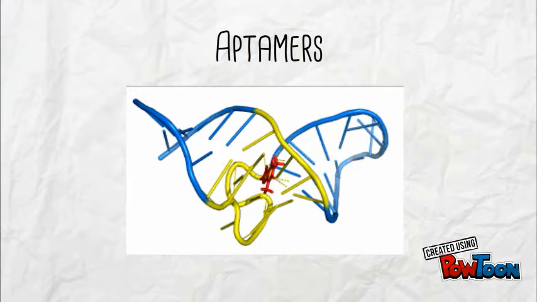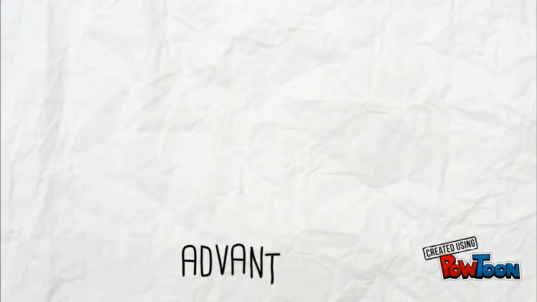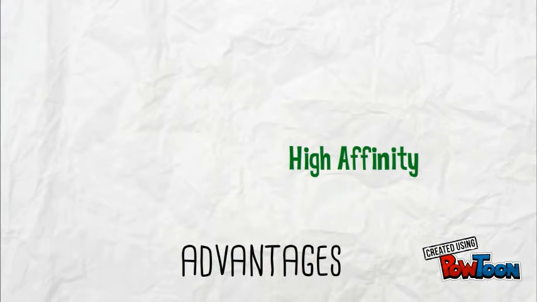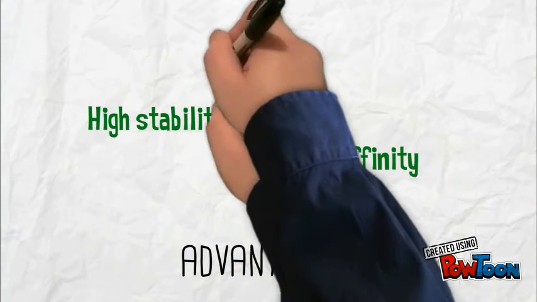Aptamers are oligonucleotide or peptide molecules that bind to a specific target molecule. Aptamers can be isolated to bind to almost any target of choice, from small molecules to whole cells and microorganisms. Therefore, aptamers have advantages of high affinity for their target, highly stable and selective.